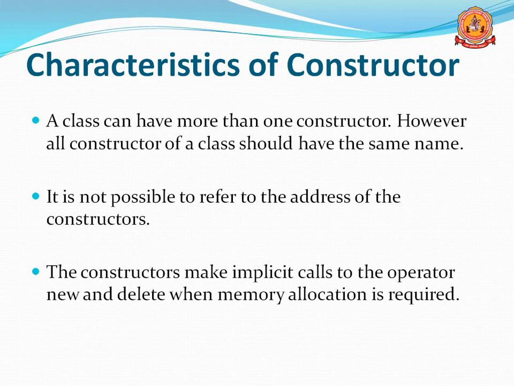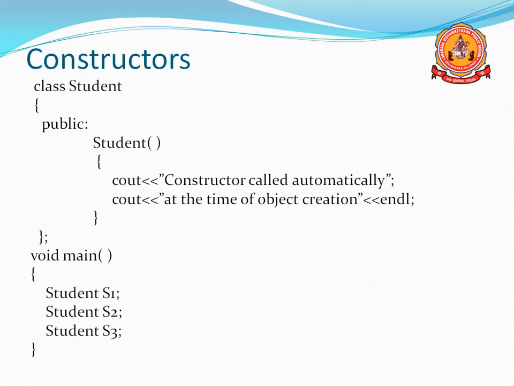Remember, a class can have more than one constructor. It is not possible to refer to the address of constructors. Constructors can be implicit. Constructors make implicit calls to the operators new and delete when memory allocation is required. When you are going to allocate memory, by using the new and delete keywords, we can allocate memory for a constructor dynamically.